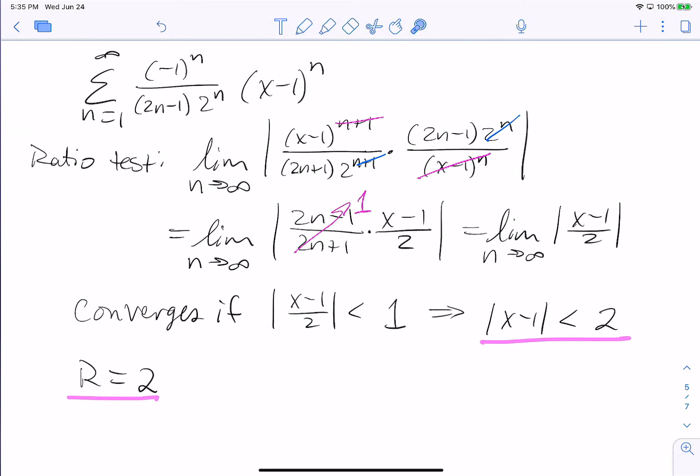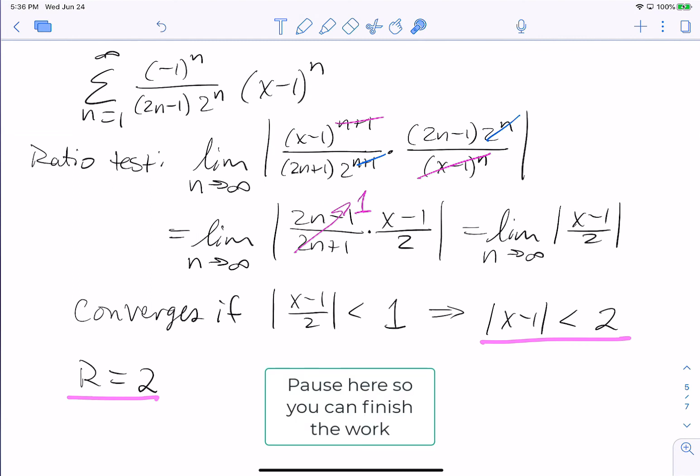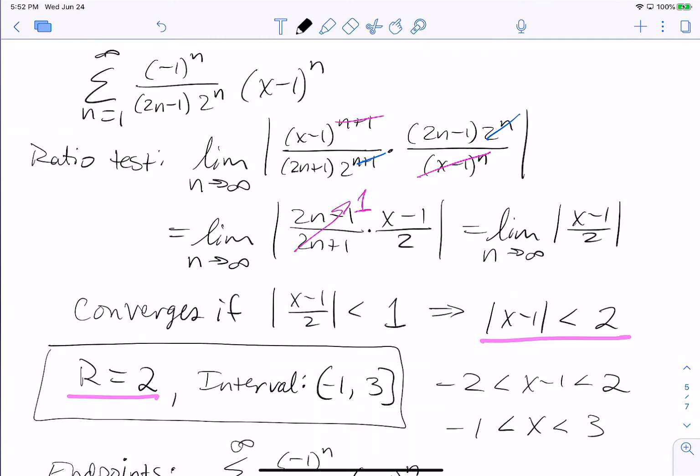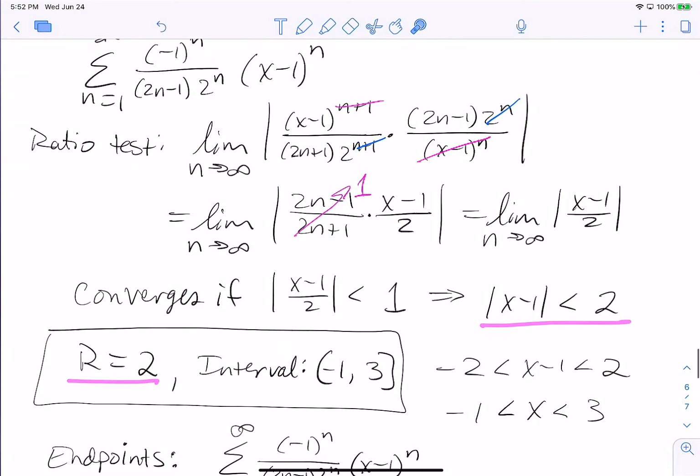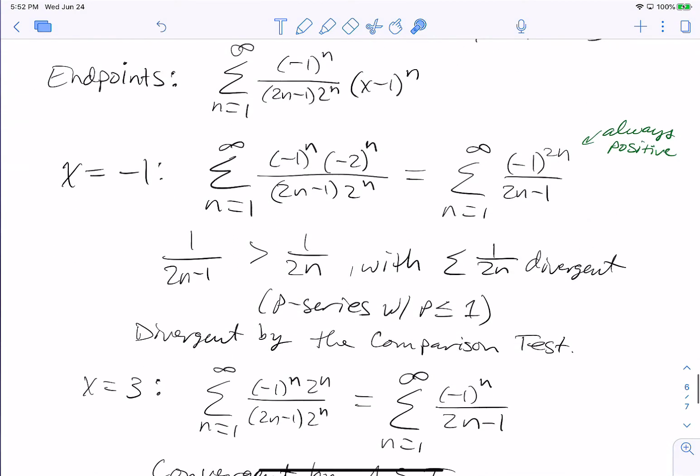Now what I'd like you to do is continue on with this inequality, figure out what the endpoints are, and then figure out convergence behavior at both of those endpoints. Come back when you're done. After solving the absolute value inequality, absolute value of x minus 1 is less than 2, we get that x is between -1 and 3. Those are our endpoints.